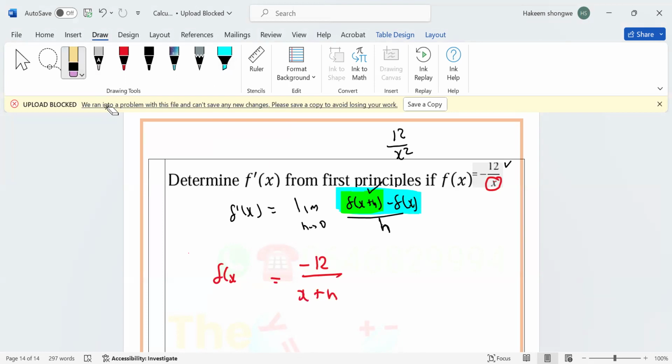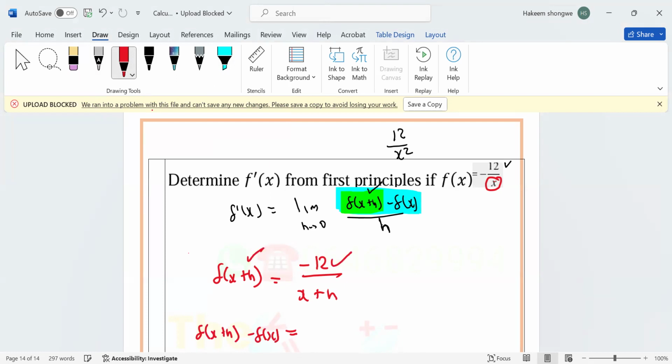I made a mistake here. It's f of x plus h here. This is f of x plus h. Next, this is our number 1. Number 2, I'm going to look for f of x plus h minus f of x. That's the next thing that I'm going to look for. And you can see, this is f of x, this is f of x.